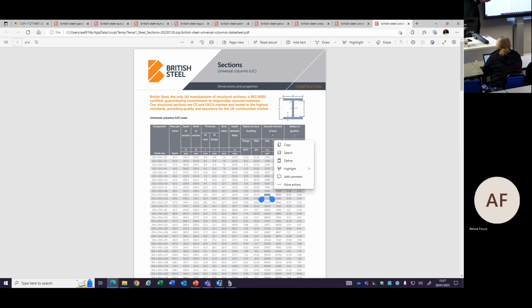The further down you go in this table, the stronger section you will get. So you don't need to waste money. You just need to find where is suitable and optimized for you, okay? Just find the best place to select your section.